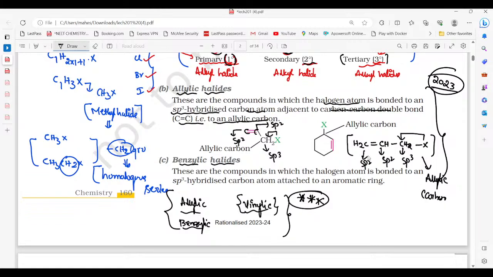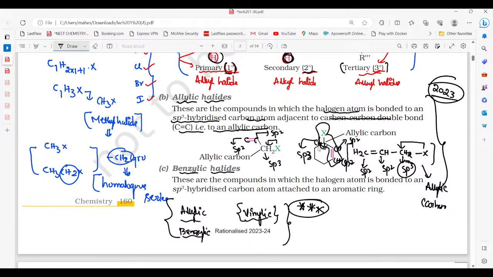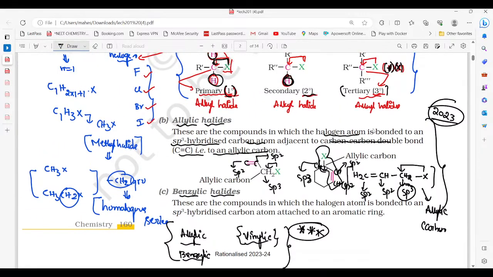Next, here we observe CH=CH-CH2-X. So this carbon's hybridization is sp3, and the adjacent carbons are sp2 and sp2. In this way, you will identify that allylic halides are present. I hope how to identify an allylic halide is clear to you. Clearly, the halogen-attached carbon is sp3 hybridized, and the adjacent two carbons are sp2 and sp2. In this way, you will identify the allylic carbon.